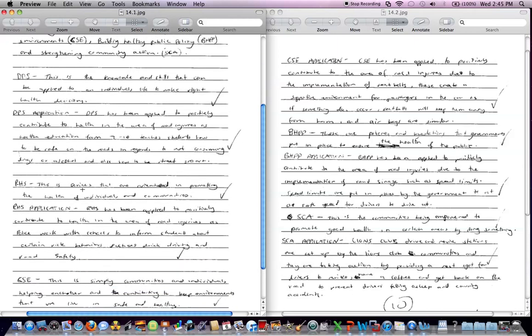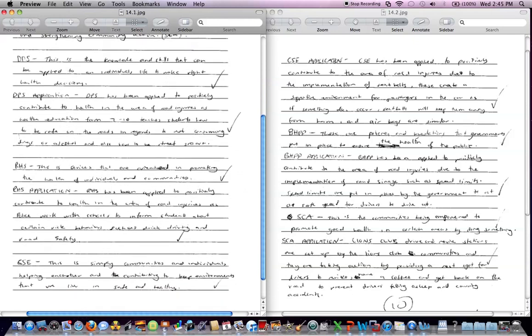Reorienting health services. This is the services that are orientated in promoting the health of individuals and communities. It has been applied to positively contribute to health in the area of road injuries, as police work with schools to inform students about certain risk behaviours such as drink driving and road safety. Again, outstanding. Applied it to the actual question.